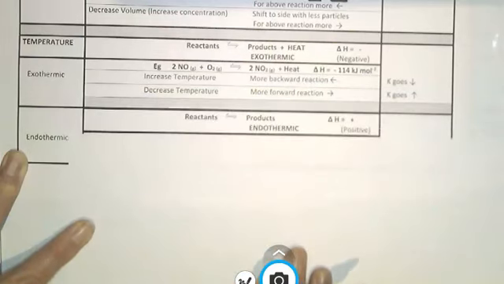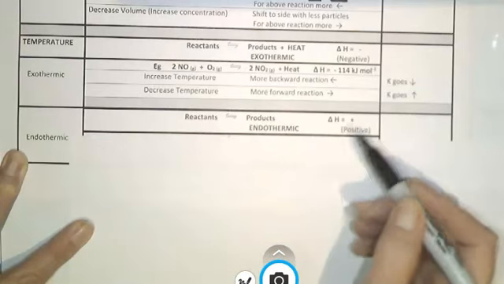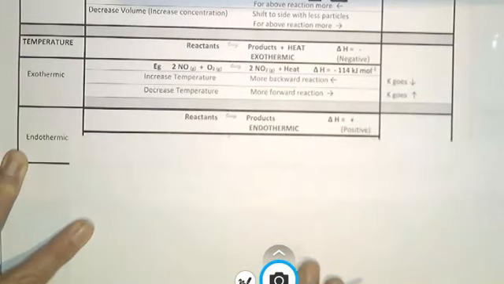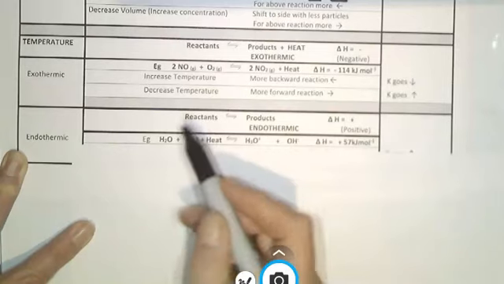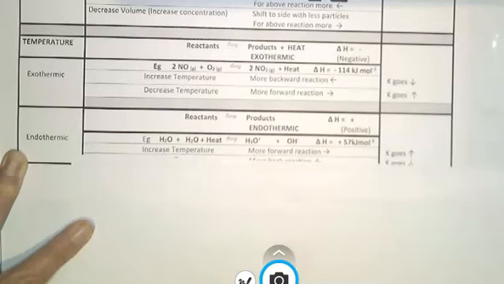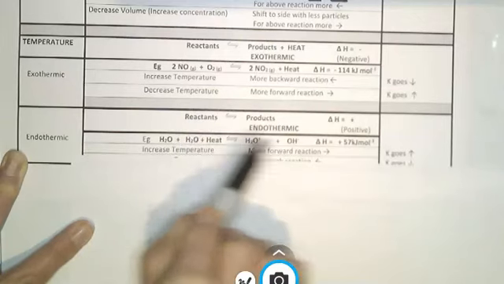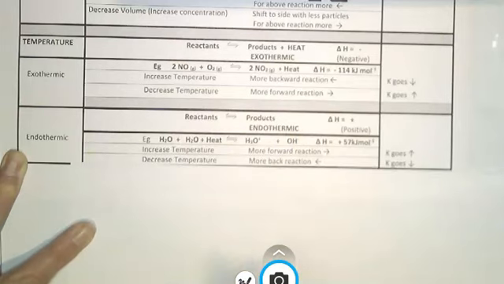If you decrease the temperature, so you're removing heat, then you'll get more forward reaction to replace the heat. So you're busy cooling it down and it's busy making more heat. So more forward reaction. So endothermic is when the delta H is positive. So you're taking in heat. So write heat on this side and then just treat it exactly the same. So if you increase the temperature, you're adding heat, you'll get more forward reaction to remove the heat. If you decrease the temperature, you're removing heat, you'll get more back reaction to replace the heat.